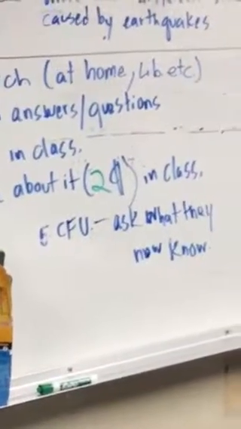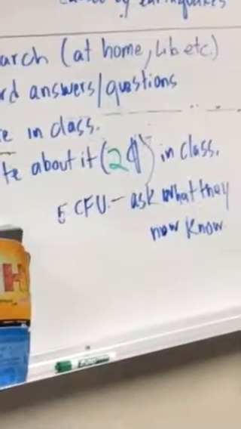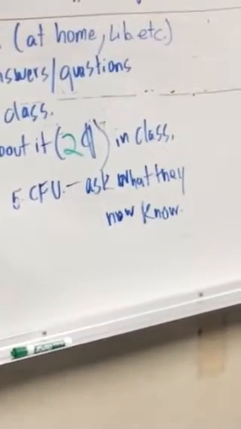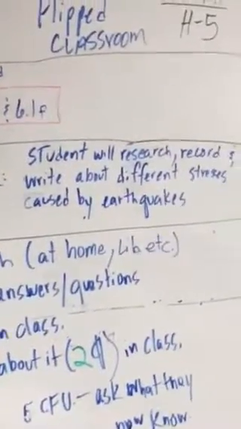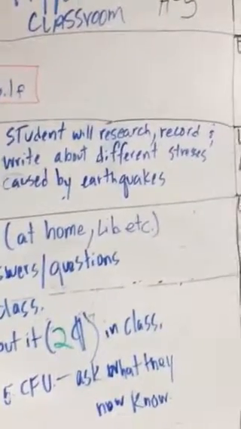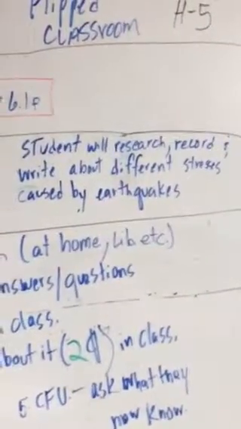Then we're going to write about it, 2 paragraphs in class. What they learned, things that they didn't know before, and I'll be checking for understanding, just to make sure that they did the research and recorded it, and they write about different stresses caused by earthquakes. Flip Classroom. So let's go back over here, see where they're at. And as we're looking back, as if they were at home doing this work, doing the front loading research, I want the rest of the class as if we had come back the next day.